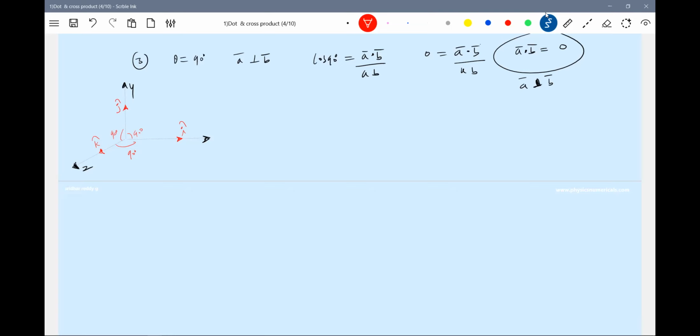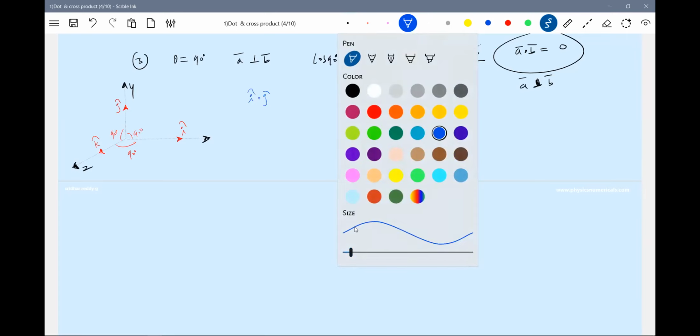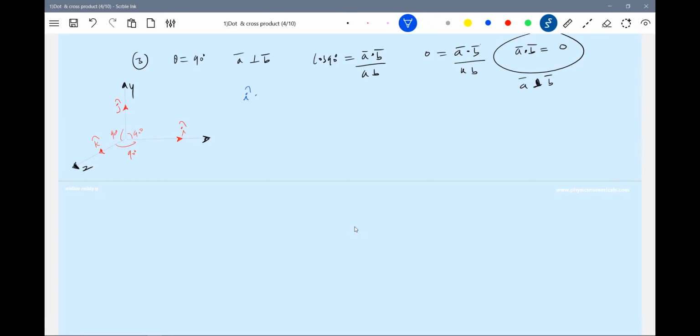Let's do one thing and check it. I dot J, I'll verify. I start with I cap dot J cap. What is the A bar dot B bar formula? This will be magnitude of I cap, magnitude of J cap, into cos of 90, since the angle between I cap and J cap is 90. Then this will be 1, this will be 1, this will be 0. So is it justified? If two vectors are perpendicular, their dot product must be 0. So I dot J has to be 0.